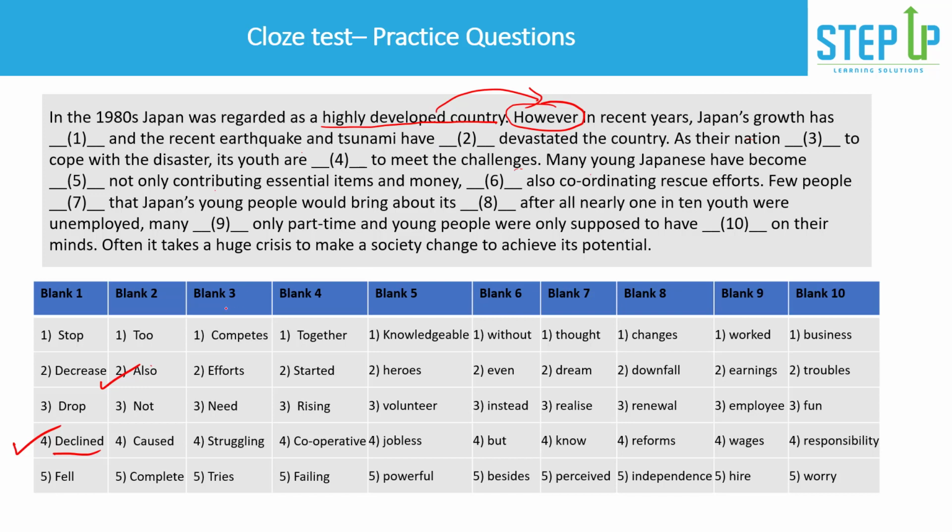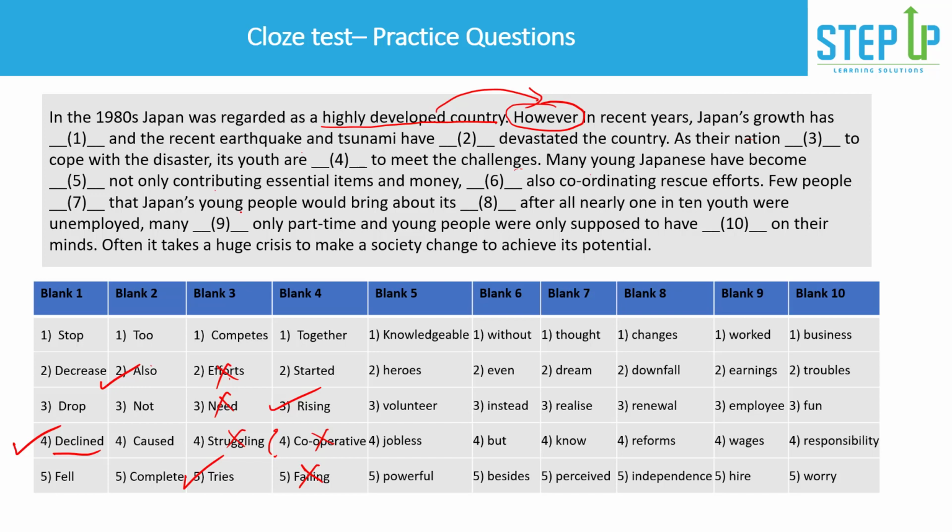So as their nation competes, it's not about competing. As their nation efforts, no, incorrect. As their nation need, struggling. As the nation tries, absolutely. So as their nation tries to cope with the disaster, its youth are helping, right? Are rising. Yes, yeah, this is all wrong. Cooperative, no, it was cooperating, it could still have been considered, but here it's only rising. Its youth are rising to meet the challenges.